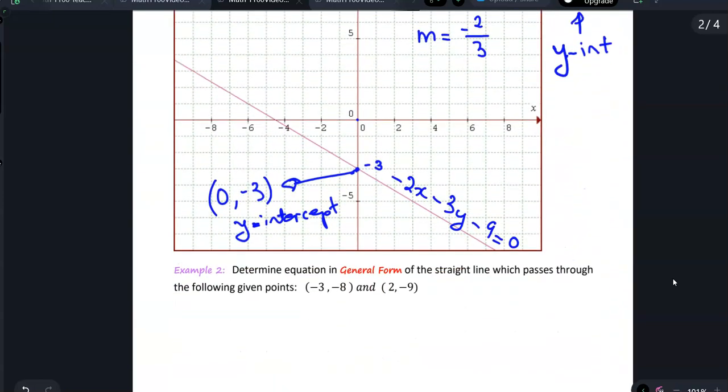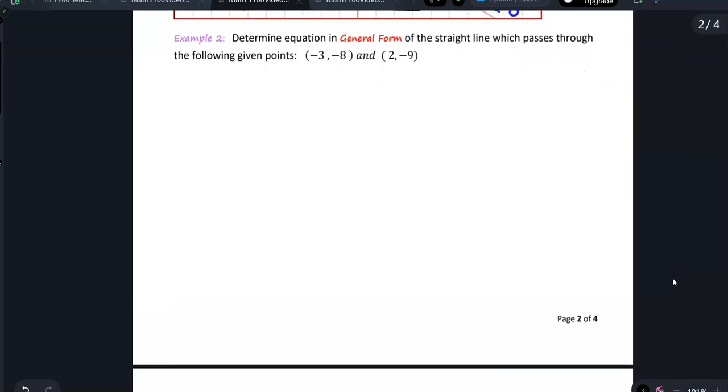Therefore, you need to manipulate this equation, solve for y to pull out the value for your slope and the y-intercept. Now for example number 2, this question asks us to determine the equation in general form of a straight line which passes through the following points. So I have to write the equation in general form given these 2 points on the graph. Remember, we did last class, you have 2 coordinates on the Cartesian plane. You can connect them and you will have a straight line.